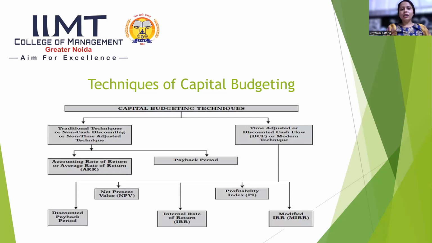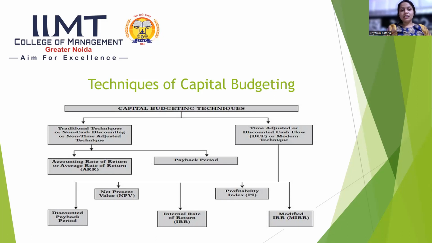And our last topic is techniques of capital budgeting. There are basically two techniques of capital budgeting: the traditional technique, or non-cash discounting, and second, the time-adjusted discounted cash flow, or modern techniques. Further, the modern techniques are divided into discounted payback period, net present value, that is NPV, internal rate of return, IRR, profitability index, and modified IRR, that is MIRR.